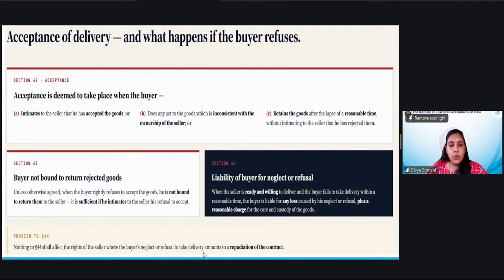Okay, so let us further read this last one. Proviso, there is an exception given for this section 44. Nothing in section 44 shall affect the rights of the seller where the buyer's neglect or refusal to take delivery amounts to repudiation of the contract. If the contract has come to an end, then in that case, the circumstances will obviously be different. That is a completely different story. So that is given in the exception.